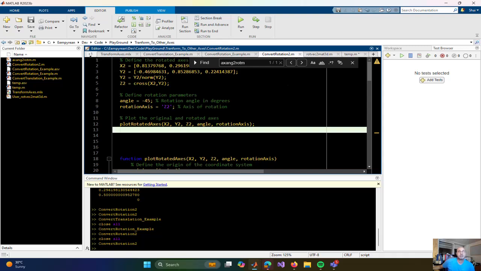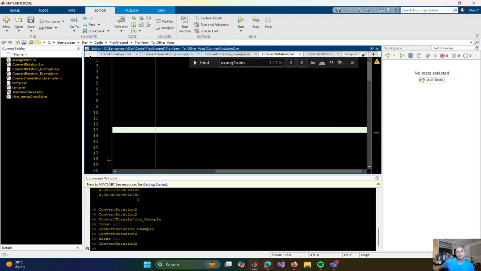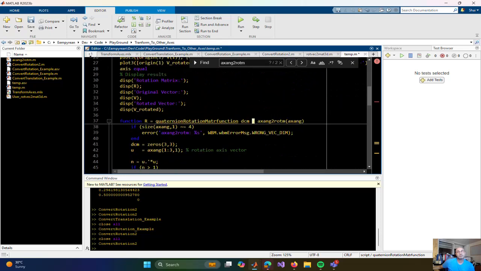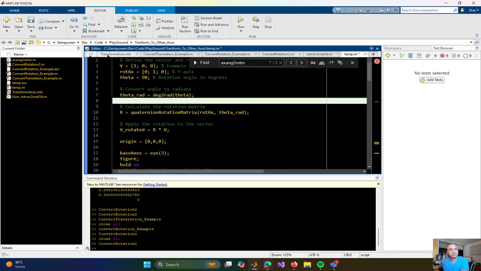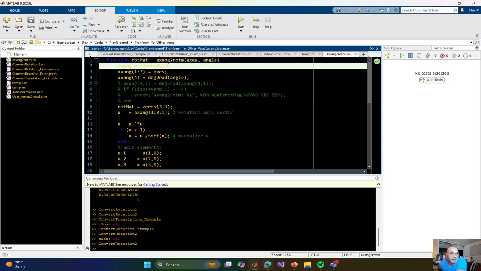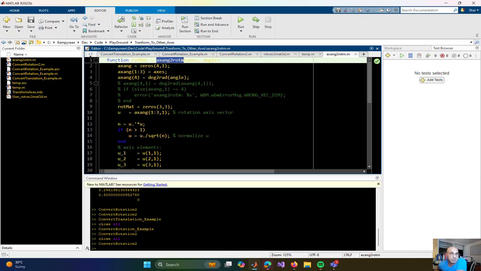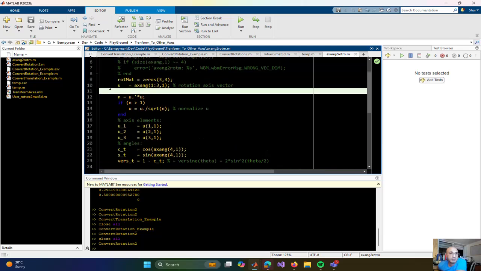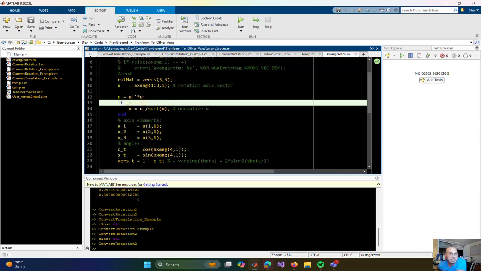So let's look at the implementation. The implementation is by the Rodrigues formula. And we have it here in this function, axis angle to rotation matrix, which has the full implementation here, and we have here only basic operations that can be implemented in any language.